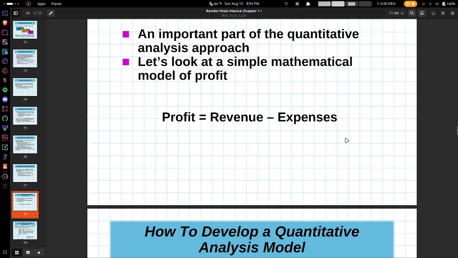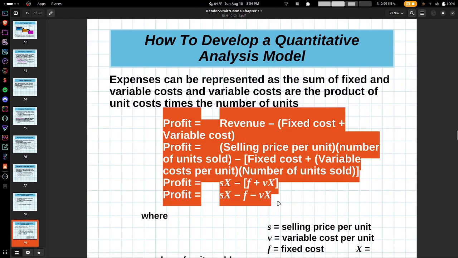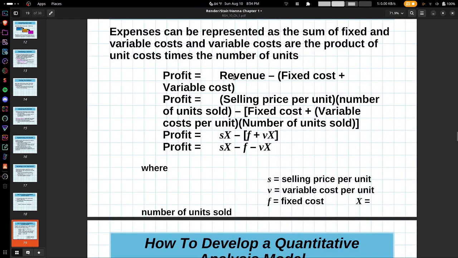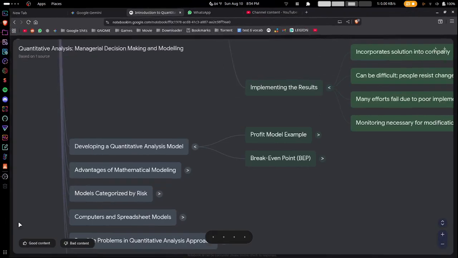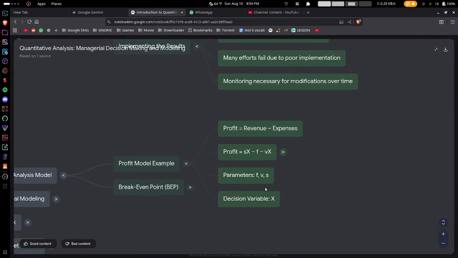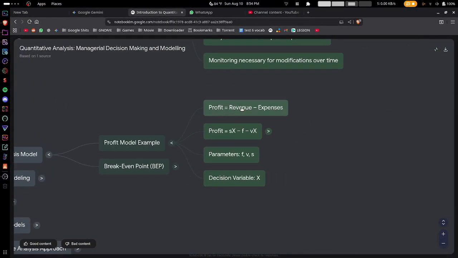This is the simple profit equation. There are a couple of things. Simply turning the revenue into selling price per unit times number of units sold, and also adding the fixed cost. Like the profit model example, revenue minus expense. Profit is unit price times units, minus fixed cost, minus variable cost per unit times number of units. Parameters are these, and the decision variable is x.